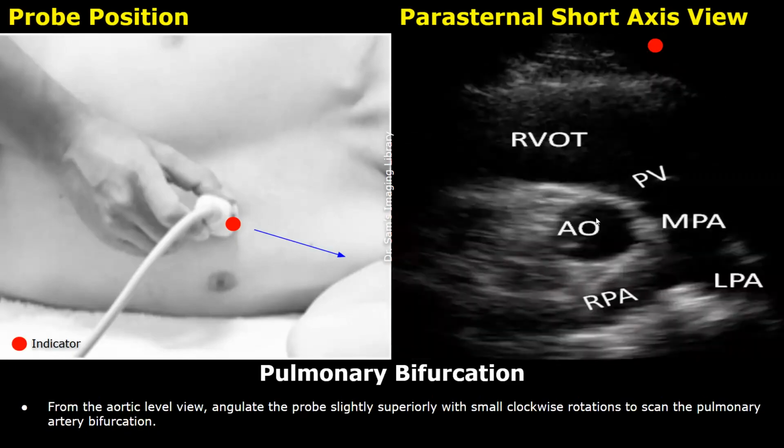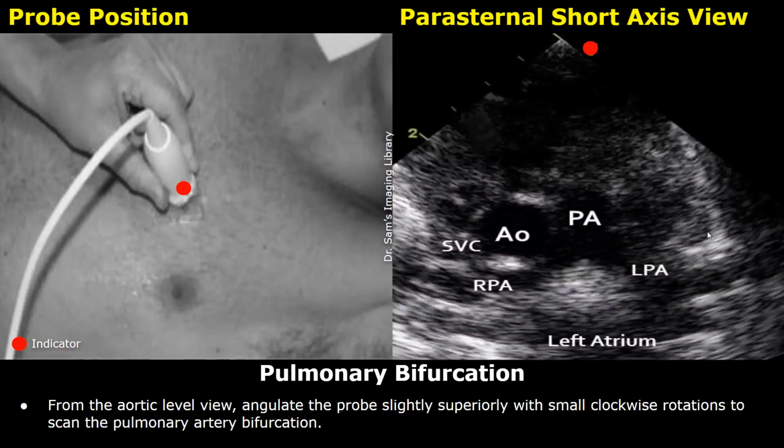Here is another image showing the pulmonary bifurcation, the right and left pulmonary arteries. The aortic root is seen in the middle in cross-section, and it is surrounded by the right ventricular outflow tract. This image shows the pulmonary bifurcation level with slight clockwise rotations and small superior sweeps. We can see a part of the left atrium as well as a part of the superior vena cava.